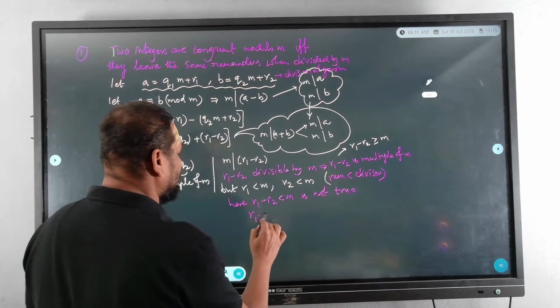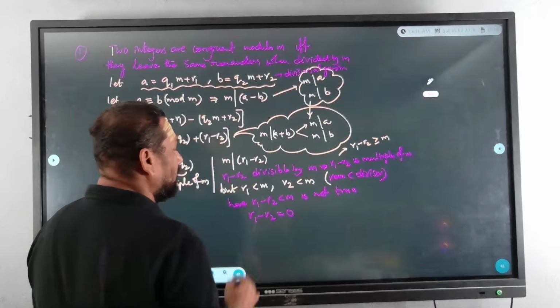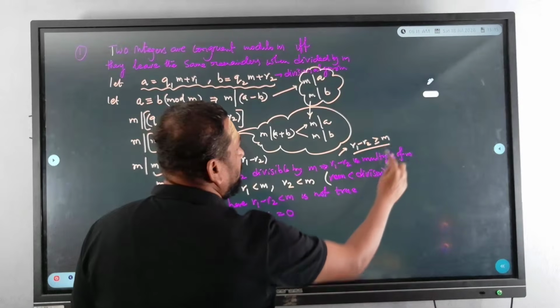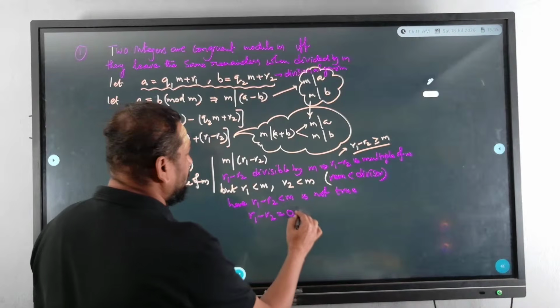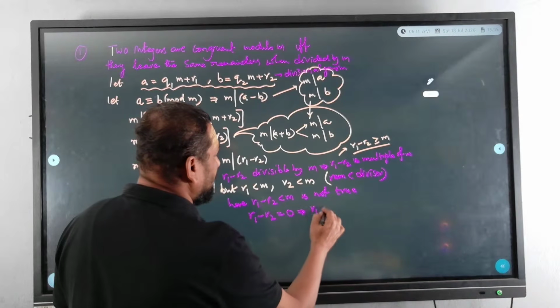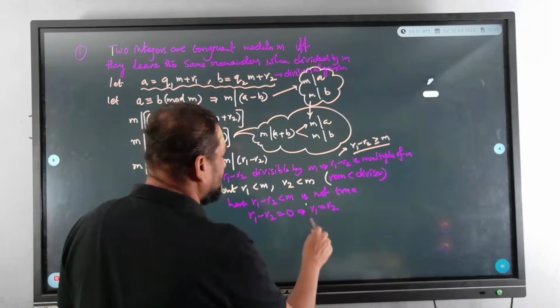కాబట్టి కంపల్సరీగా R1 minus R2 ఏమవ్వాలి? ఈక్వల్ టు m అవ్వాలి ఈ కండిషన్లో. గ్రేటర్ దెన్ m అవ్వడానికి ఛాన్స్ లేదు. సో ఈక్వల్ టు m అవ్వాలి. దట్ ఇంప్లైస్ R1 equal to R2.